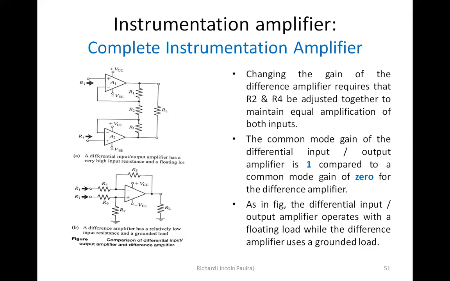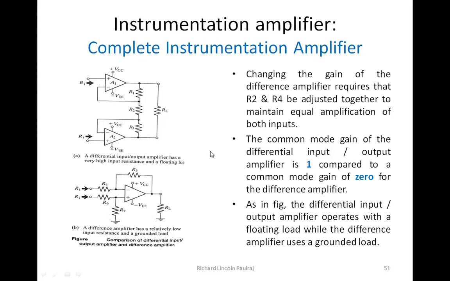So I hope now you have a complete idea as to what a differential input output amplifier is and what a difference amplifier is. I feel the differential input output amplifier is pretty advanced, where with the help of R2 I can change its gain. And the best part is I'm going to get 1 as my complete output gain when I give a common mode connection. But I cannot expect that in the difference amplifier.